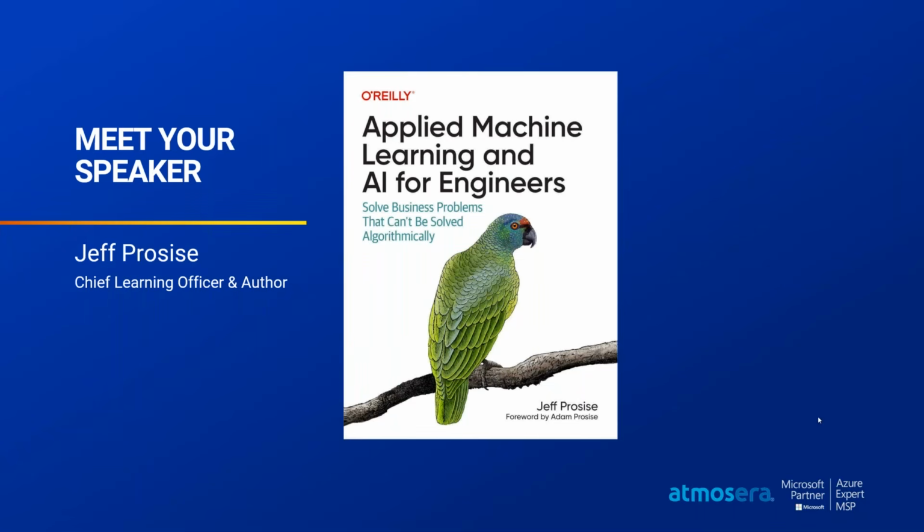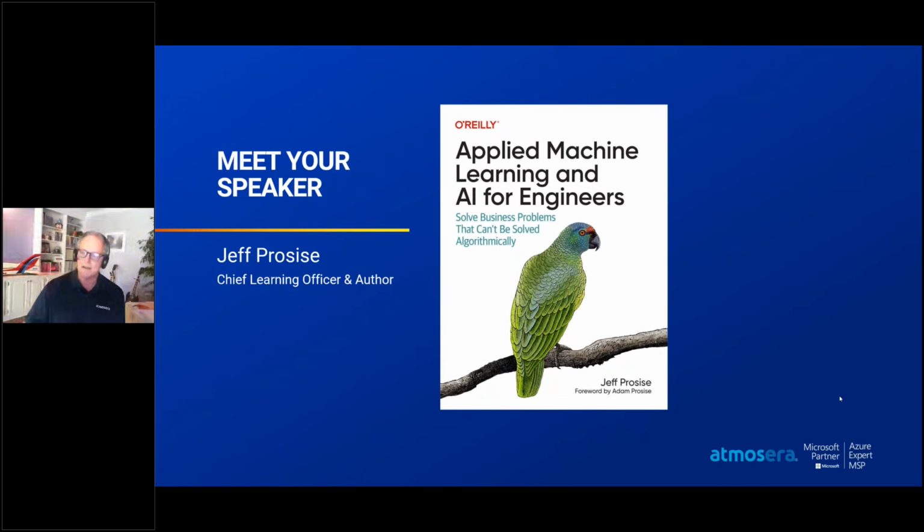So just real quickly, by means of introduction, my name is Jeff Prose. You can see here on the slide how that name is spelled. And while I do these introductions, why don't I turn my webcam on? This way you can see that it's not an AI bot talking to you, it is a live person. So name is Jeff Prose. I work for Atmosera. My title there is Chief Learning Officer, but where I spend most of my time is helping our customers understand AI, figure out ways to use AI to make their business better and more efficient.